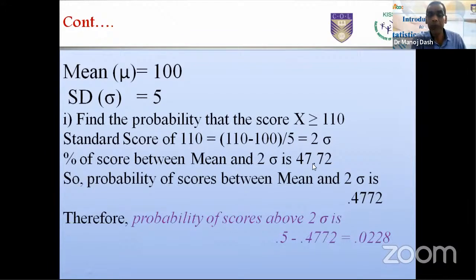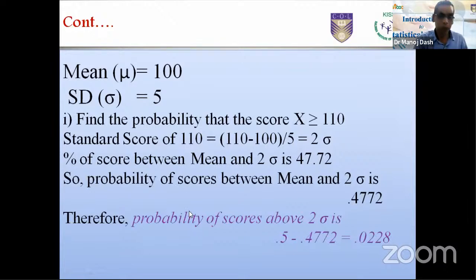Again, table 1 is used. Referring to table 1, you will get 47.72. So 47.72% are there between the mean and 2 sigma. So what is the probability? The probability is 0.4772, because if you multiply 0.4772 into 100, you will get 47.72. So 47.72% of scores are there, and the probability is 0.4772.